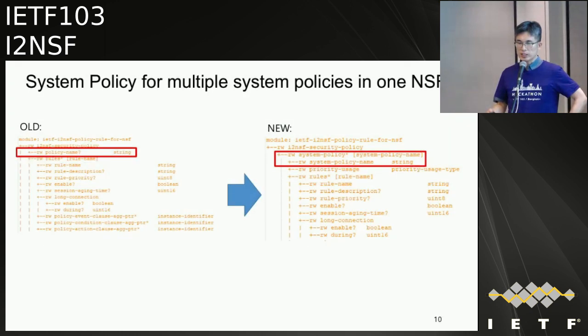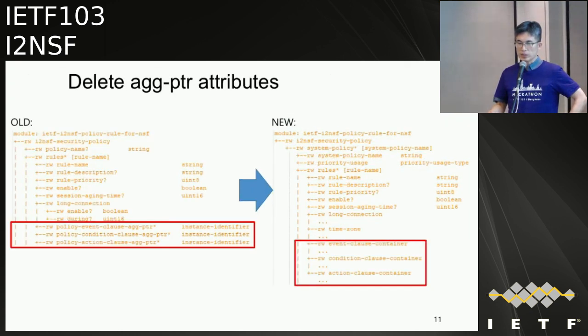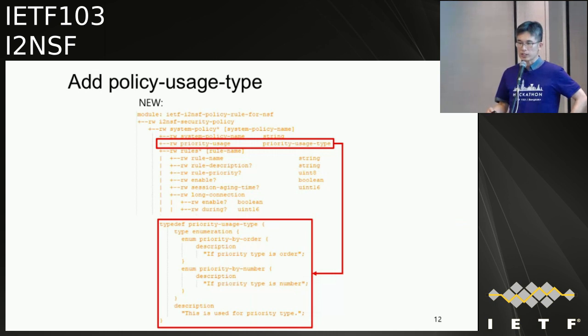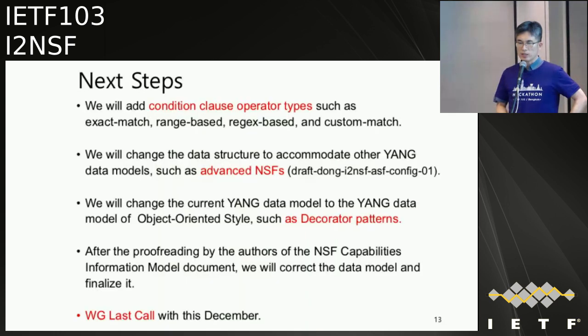Also, we deleted the aggregate pointer attribute, and we are just using a container. And also we are adding a policy usage time according to priority. Given a number of policies, we have a prioritized order over the number. So next step, again, we can reflect the decorator pattern. We can work on the REST score.